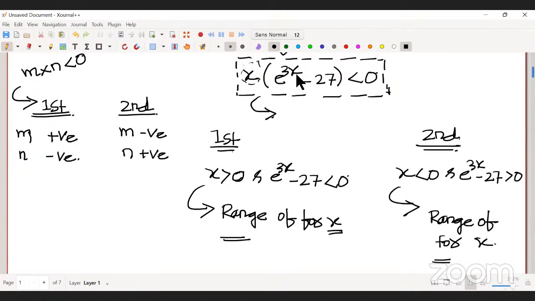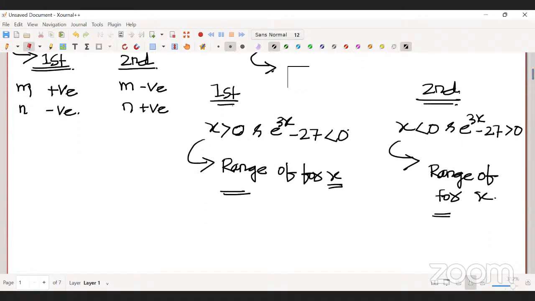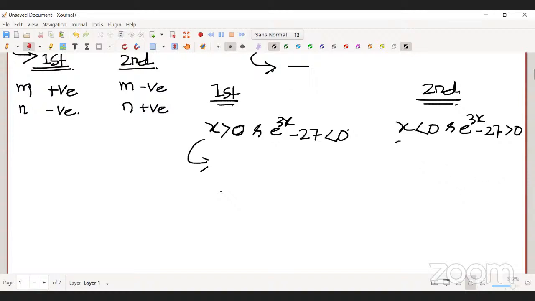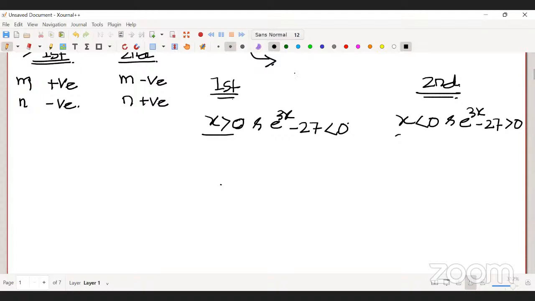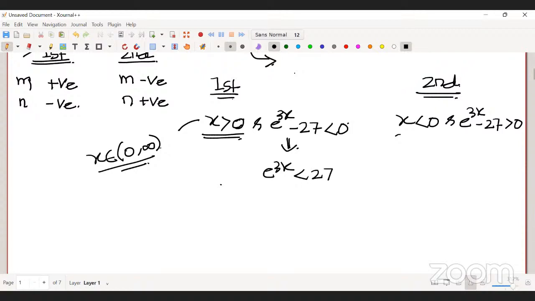Okay, so let's try to solve both the things. Let me solve the first case. So till now it's clear, right? Okay, so x is greater than 0, that is fine. So this means x is basically in between 0 to infinity, right? And this means e to the power 3x is less than 27.